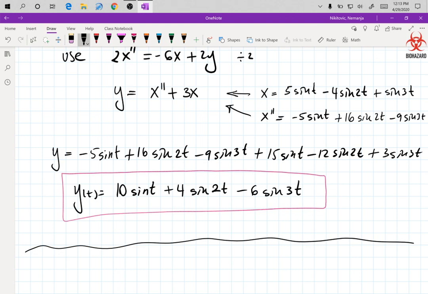So your job is to always have the Laplace transform table with you to recognize the inverse Laplace. Obviously, practice that a lot.